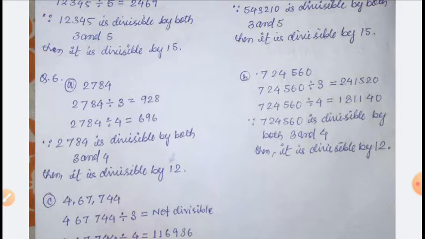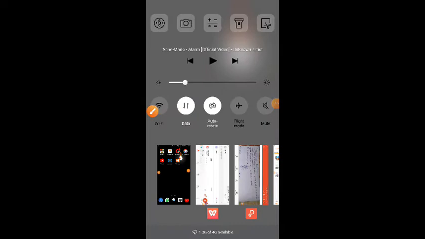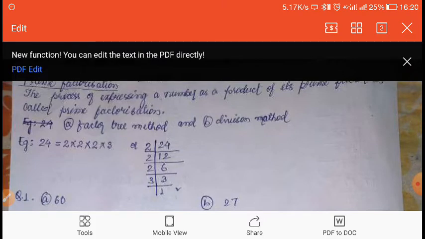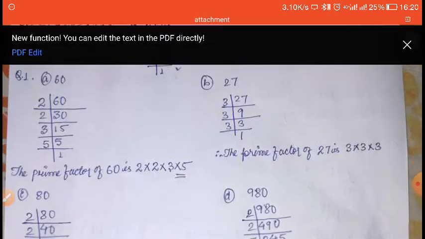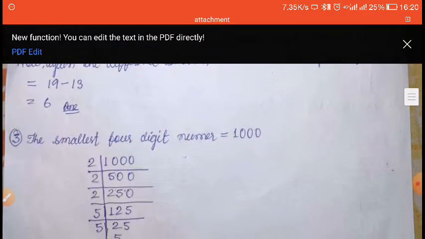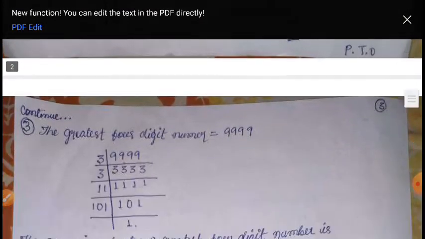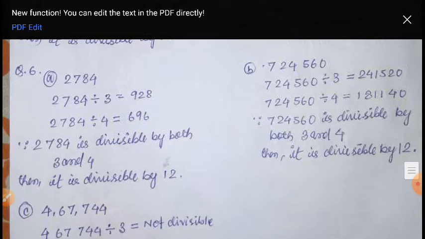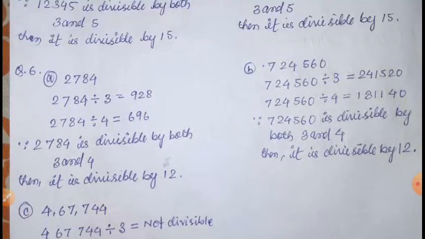Here they have said divisible by 15, but in question number 6 they have said: determine whether the following number is divisible by 12. So for divisible by 12, what can we write? You can see here, question number 6.